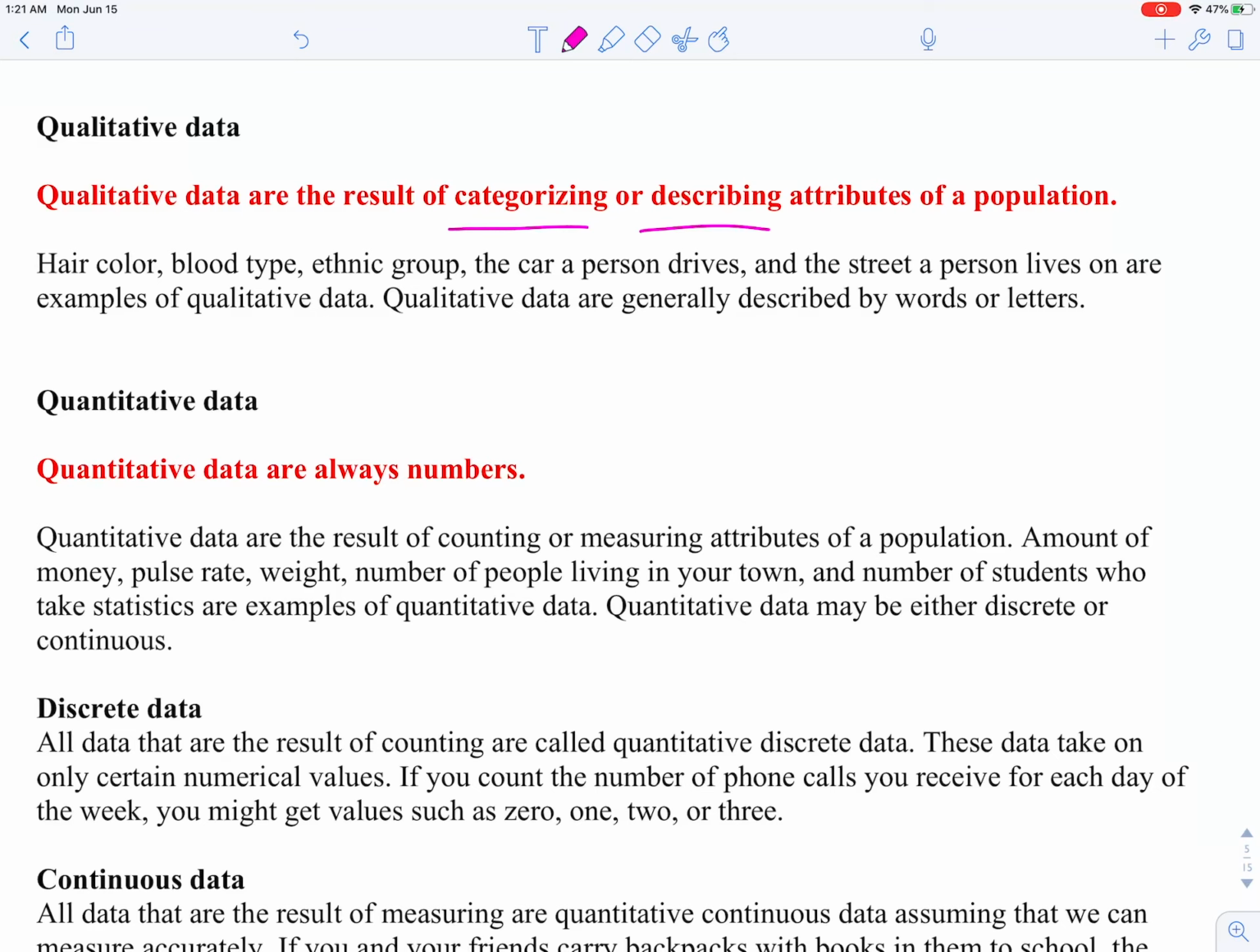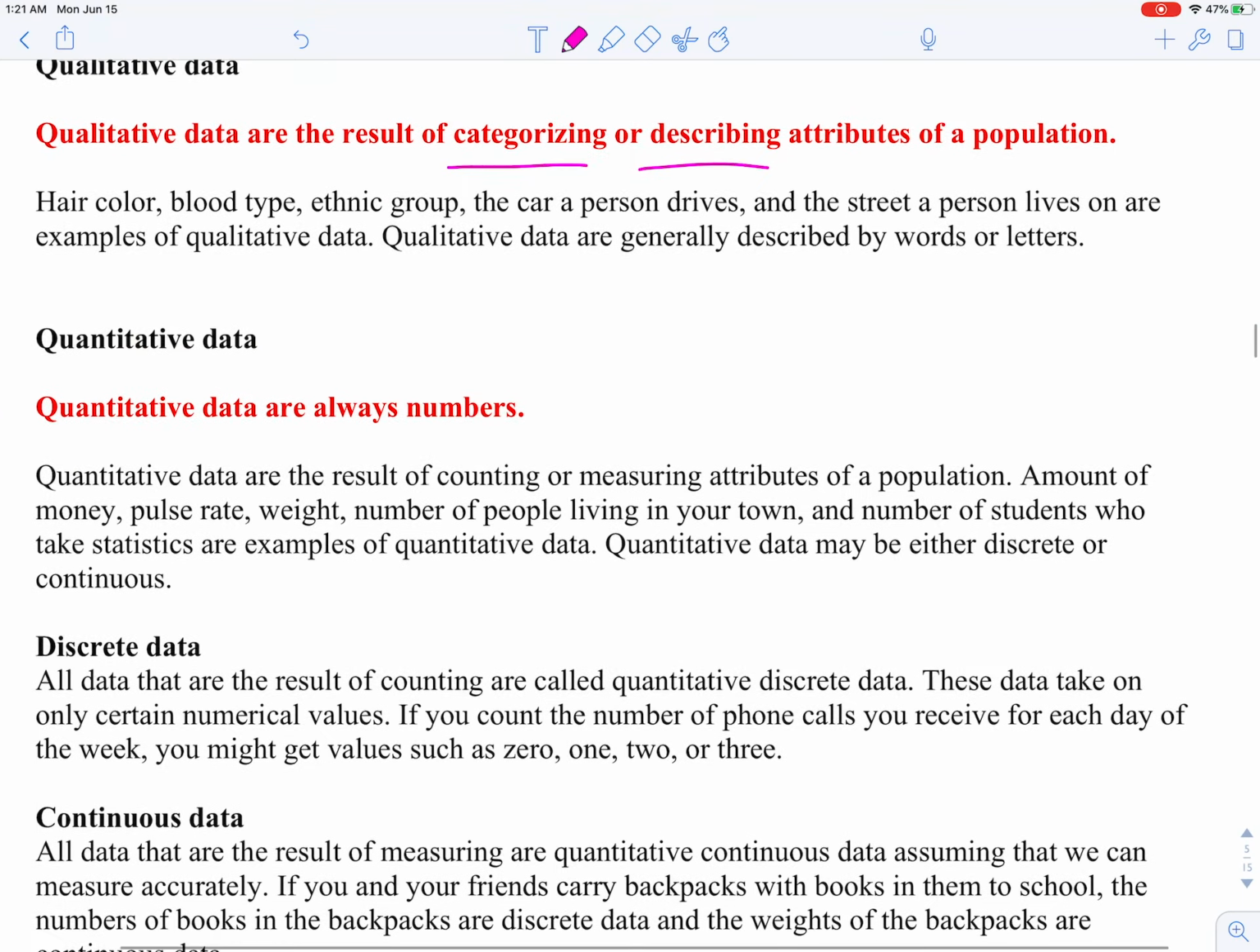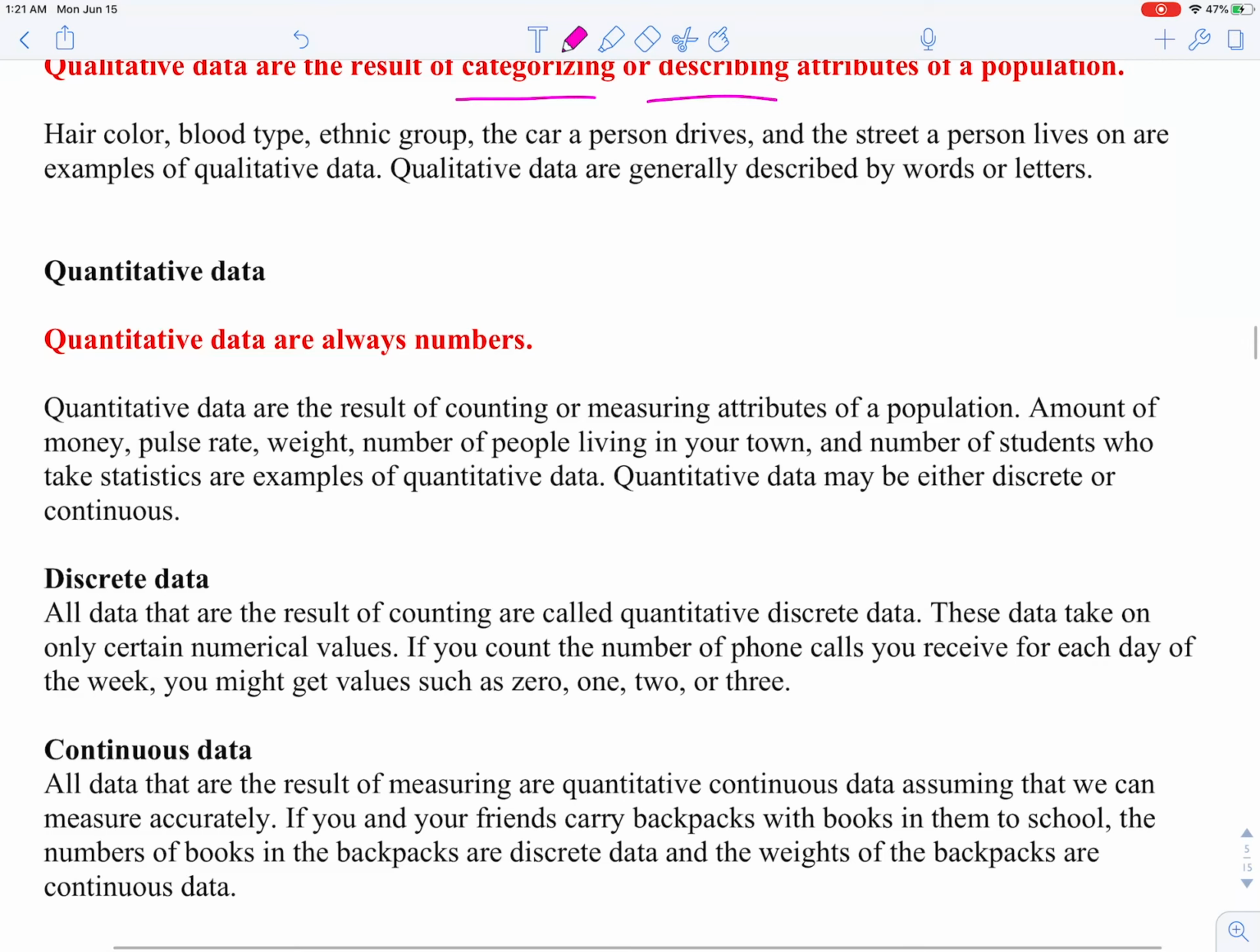And then we have quantitative data. Again, the word quantity. So that's always numbers. Quantitative data are the results of counting or measuring, and this is important, you'll see why in just a minute. Counting or measuring attributes of a population. Amount of money, pulse rate, weight, number of people living in your town, the number of students who take statistics are examples of quantitative data, because we can either count or measure those things.